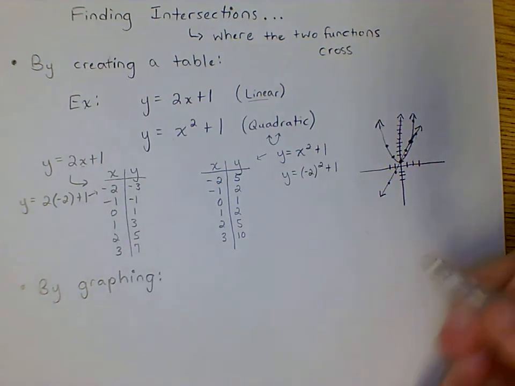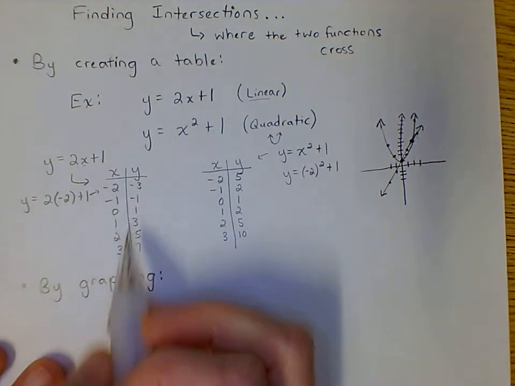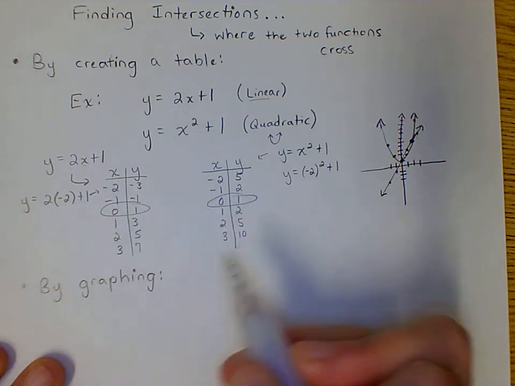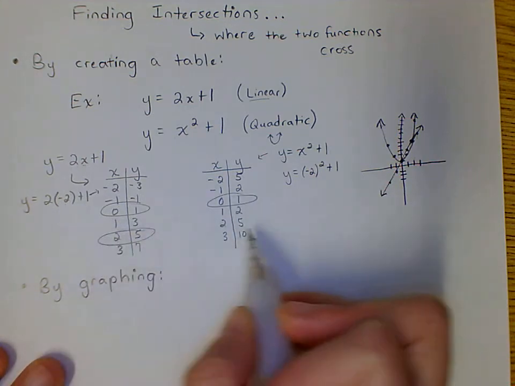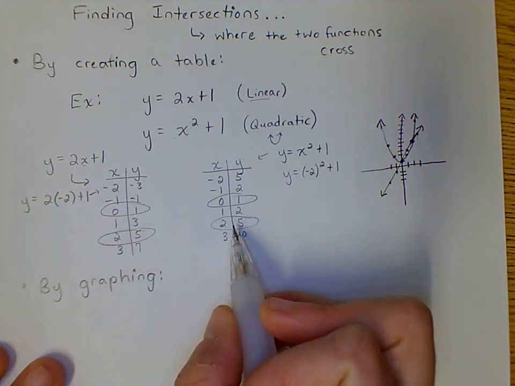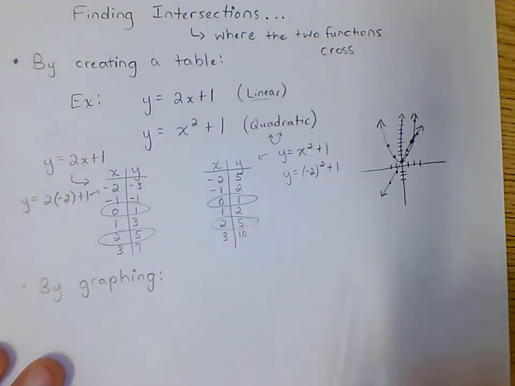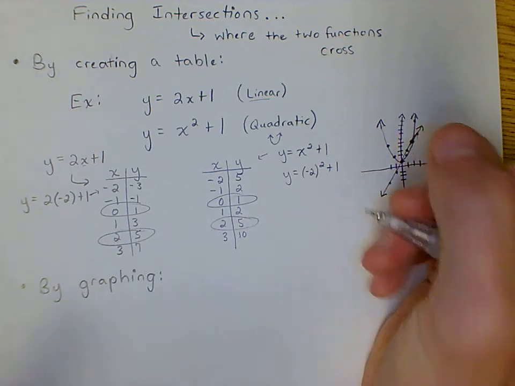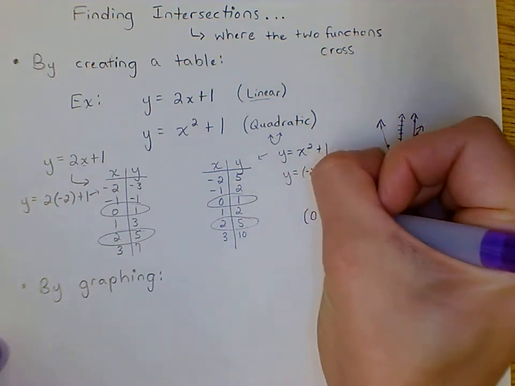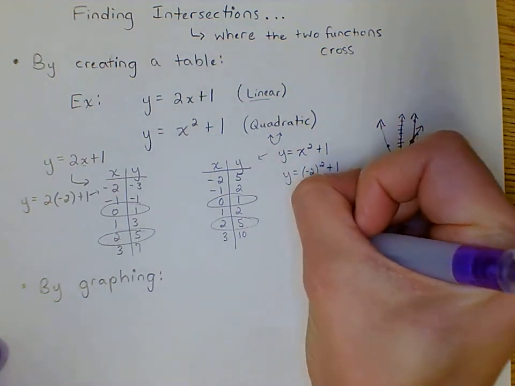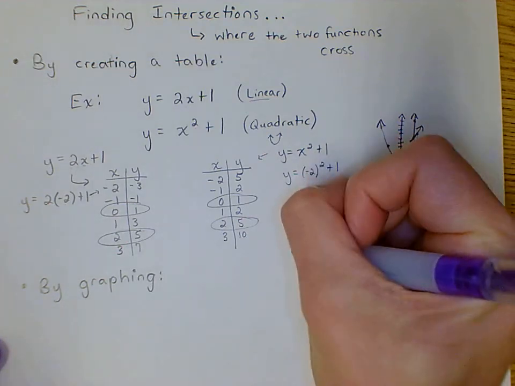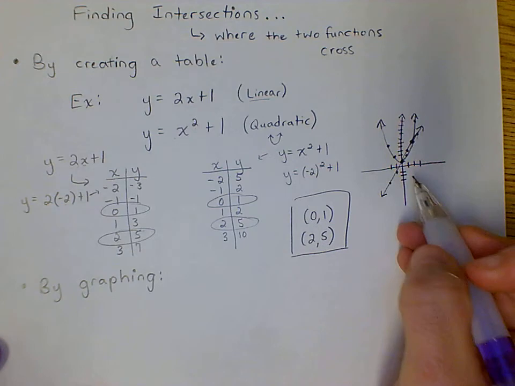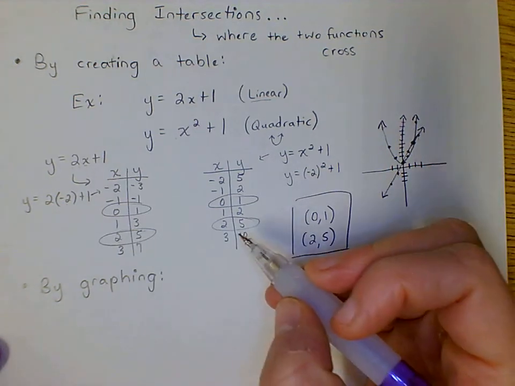Okay, so you could see it in the graph, but then you could also see it in the table. Look, notice they share this coordinate in common, and they also share that same coordinate. So those would be the 2 points where they intersect. And so your answer for the points where they intersect would be at 0, 1, and at 2, 5. Okay, so that's how you create a table.